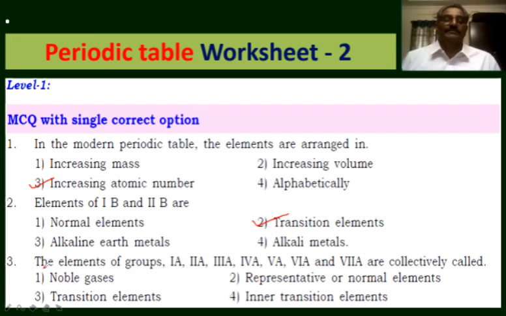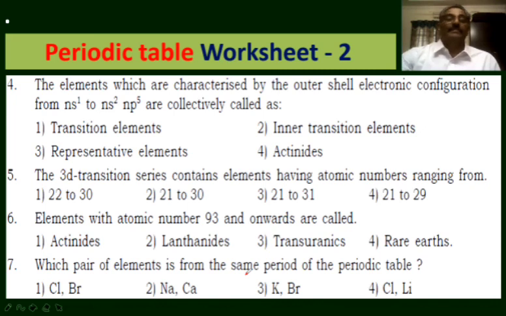Second option. The third question is: the elements of groups 1A, 2A, 3A, 4A, 5A, 6A and 7A are collectively called as representative elements. All the s and p block elements except the 8th group elements are called representative elements or normal elements. So second option is the right option here. The next question is the fourth question.